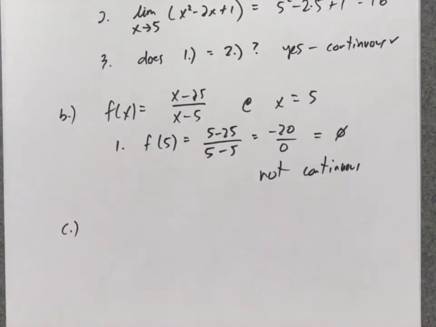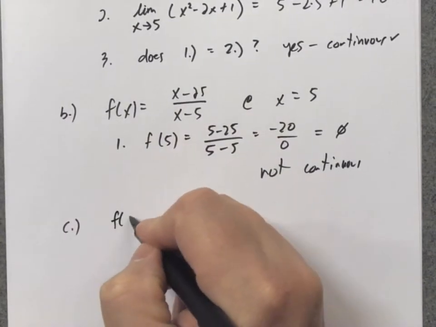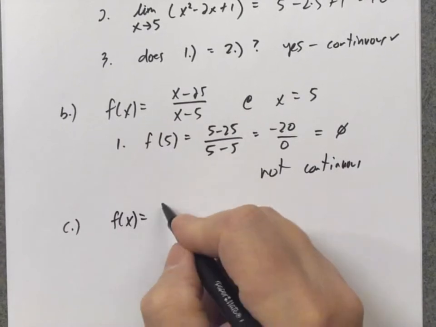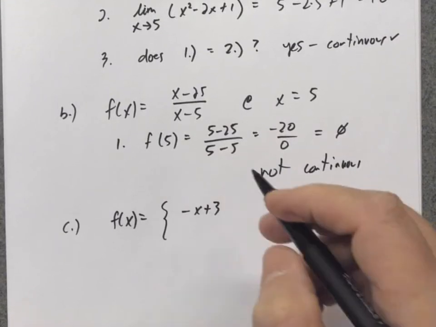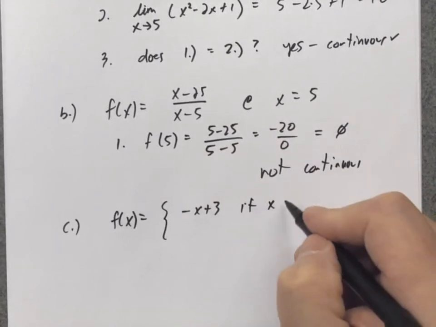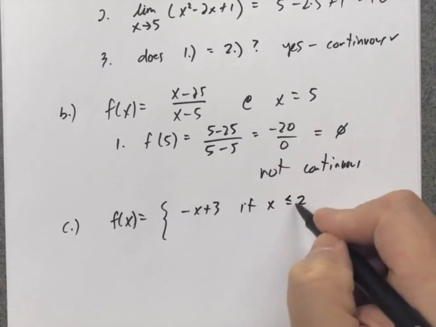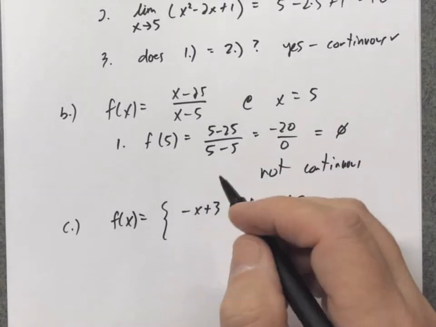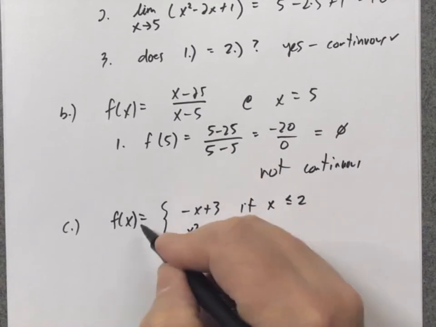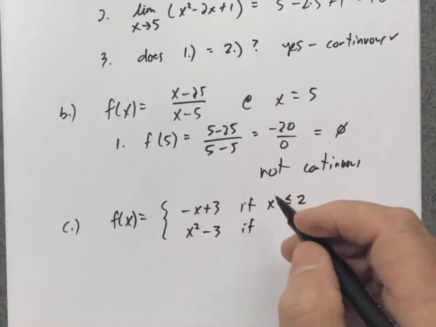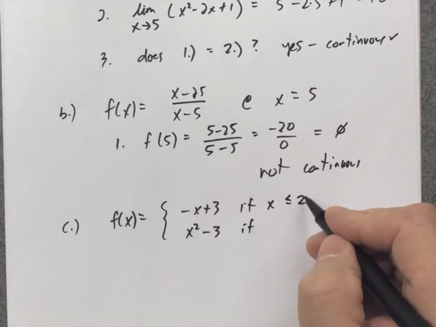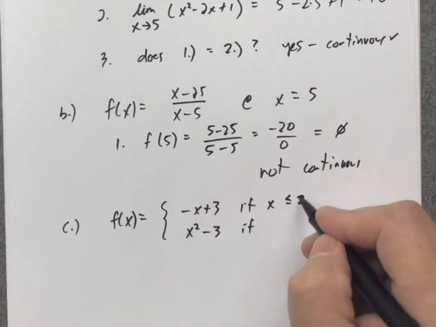C is interesting because it's going to be a piecewise function. So let's think about what's going to happen if we are checking a piecewise function. So negative x plus 3 if x is less than or equal to 2. So I call 2 what I call the transition point. That's sort of where the function changes. And the function equals x squared minus 3 if, oh, see, I'm not being careful. I was looking at problem D.